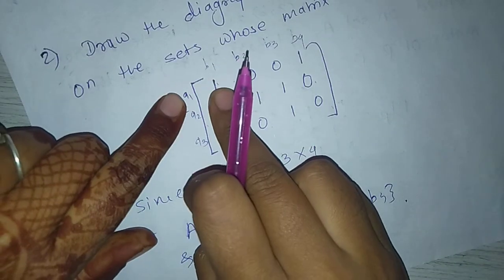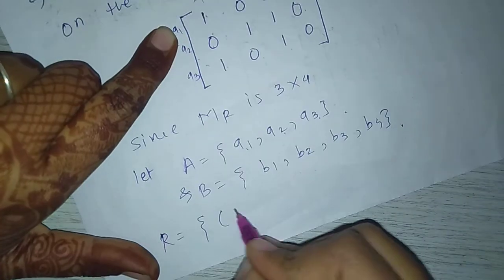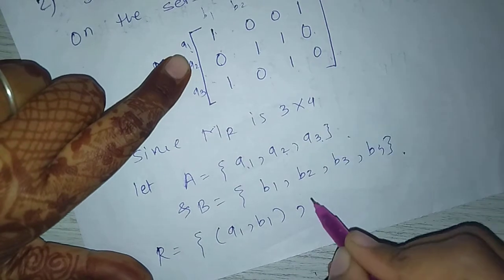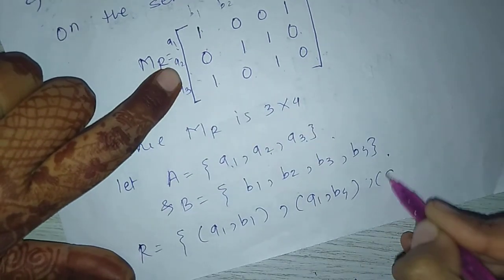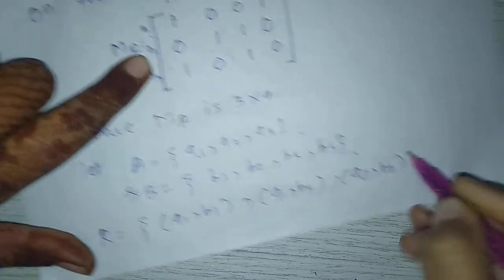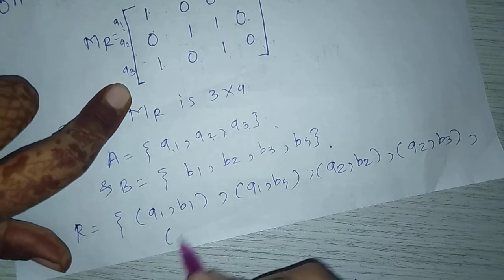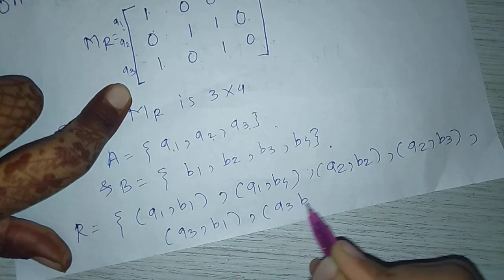And relation R equals: A1, B1 entry is 1, so (A1, B1) belongs to R. Next (A1, B4). Next (A2, B2). Next (A2, B3). Next (A3, B1). Next (A3, B3).